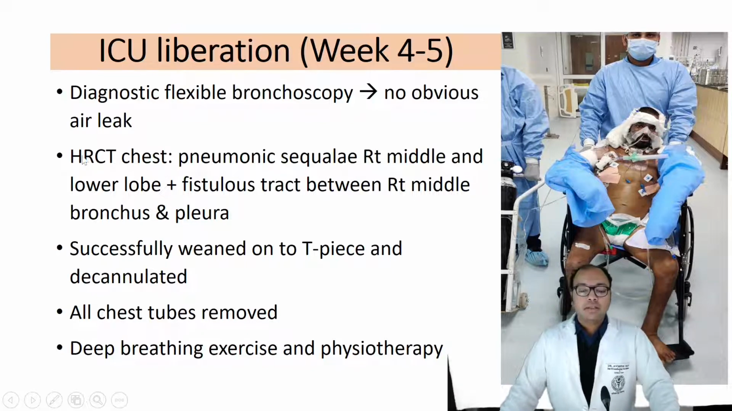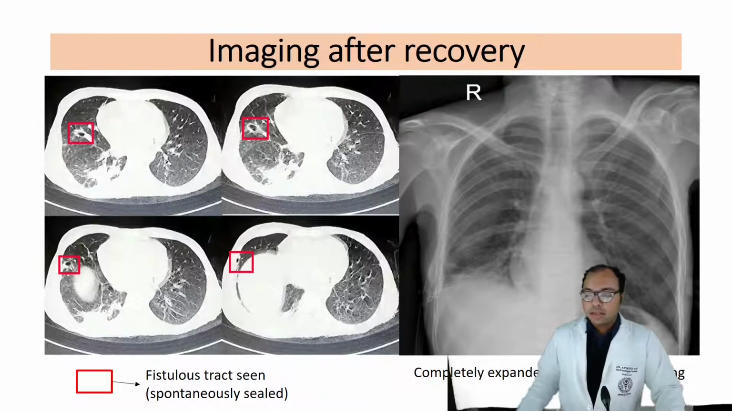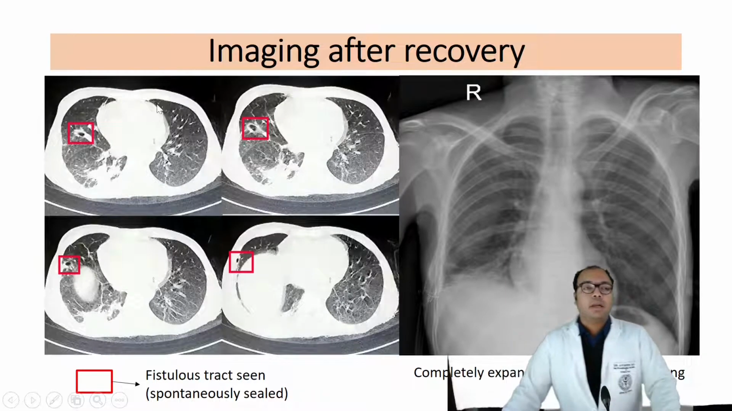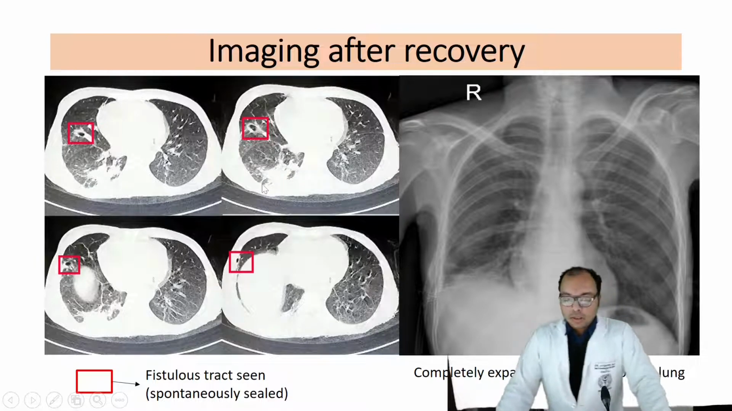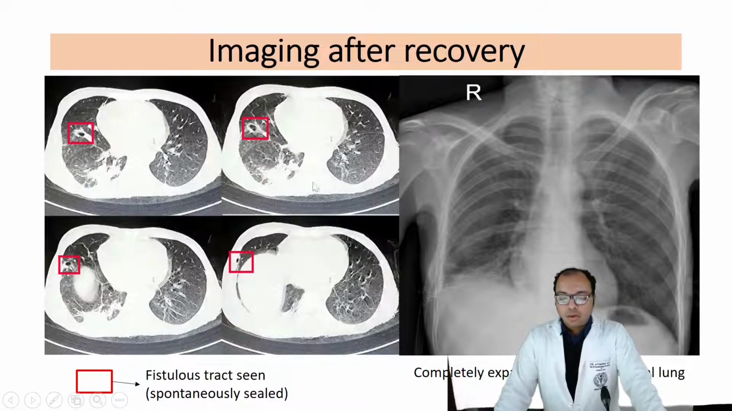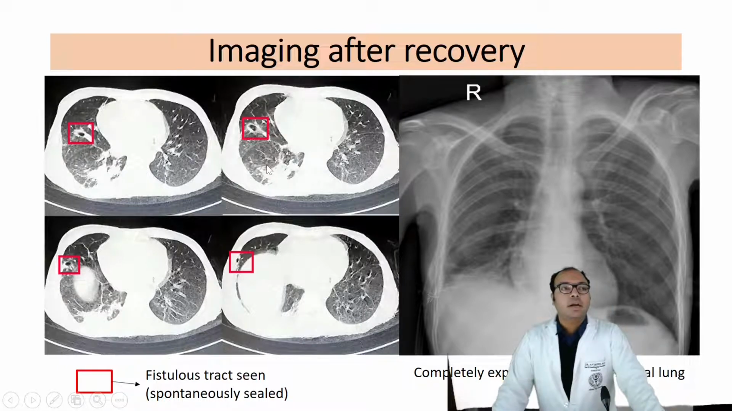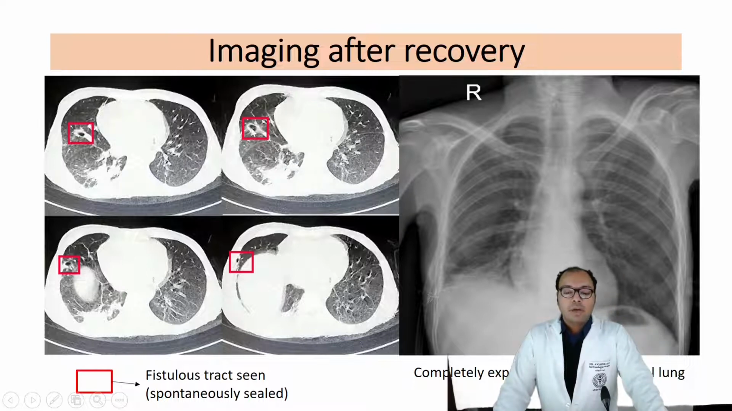We had performed an HRCT chest. This HRCT chest was obtained after stabilization of the patient and liberation from HFOV. It shows right-sided middle and lower zone dense consolidation, which was because of the post-pneumonic ventilator-associated pneumonia and pneumonic sequelae. And we can see that there is a fistulous tract from the right middle bronchus.